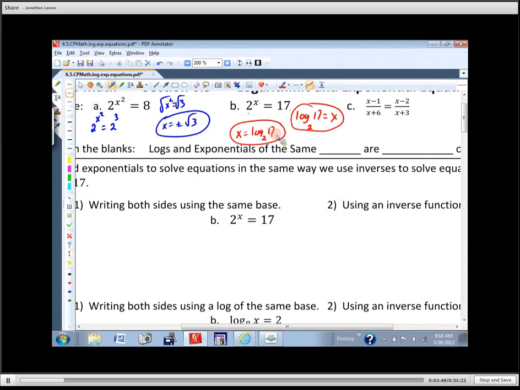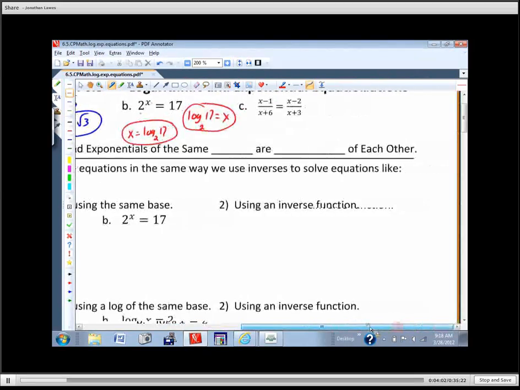Okay? So that is the answer. Perfectly good answer. It's ugly. If you type it into your calculator, it would be a really awful decimal. It'd be 4 point something. It'd go on forever. It wouldn't repeat. So it would be an irrational number. Okay, any questions there?